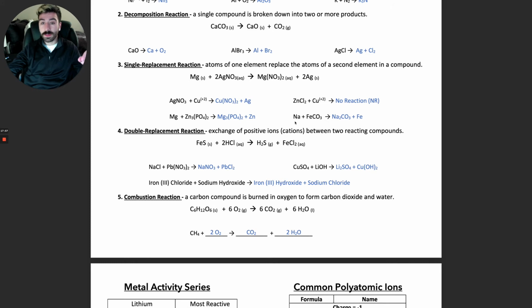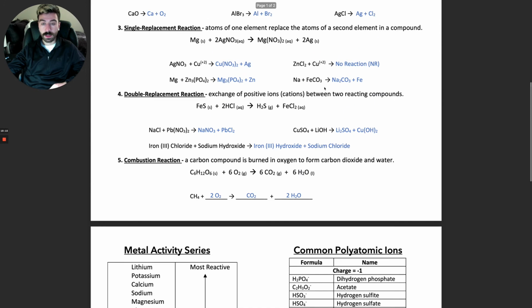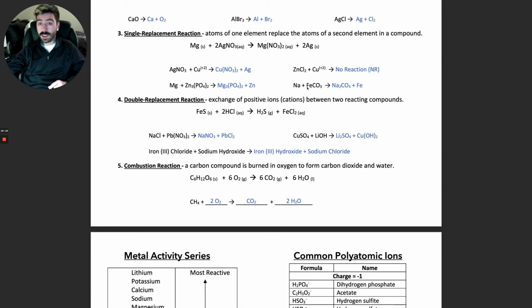Lastly, we have sodium and iron 2 carbonate. Because this is minus 2, there's only one of these, so it's iron 2 carbonate. Can sodium replace iron? And sodium can replace iron. And so sodium will replace iron to give you sodium carbonate, Na2CO3, and then iron by itself. Iron plus 2 to be specific. And those are single replacement reactions. Okay, and that's all it is.